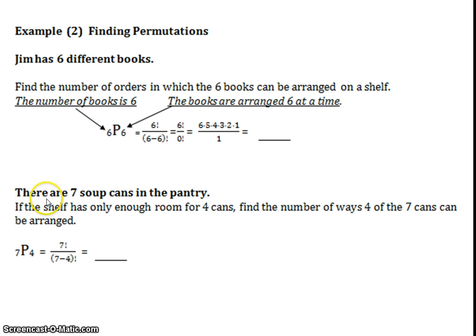Another example: there are 7 soup cans in the pantry. If the shelf has only enough room for 4 of those cans, find the number of ways 4 of the cans can be arranged. So we have 7P4. So that would be 7 factorial divided by 7 minus 4 factorial. Please calculate this and write your answer on the blank.